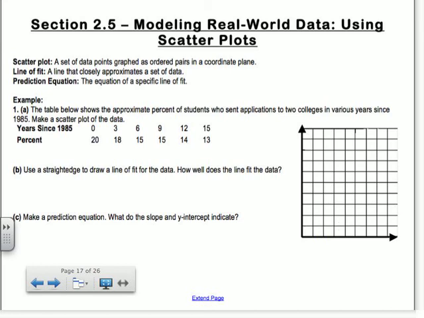In our case we have 0, 3, 6, 9, 12, and 15. So we don't want to go by 1s. You could probably go by 3s. Maybe even every 2 spaces is 3. So you're saying go by 2s, like 2, 4, 6, 8, 10, 12, 14, 16. Okay, and that represents the years since 1985.